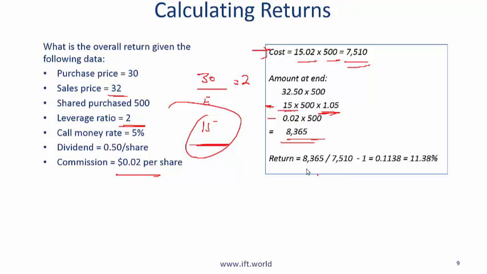The return then is 8365 over 7510 minus 1, and that will give you 11.38%.